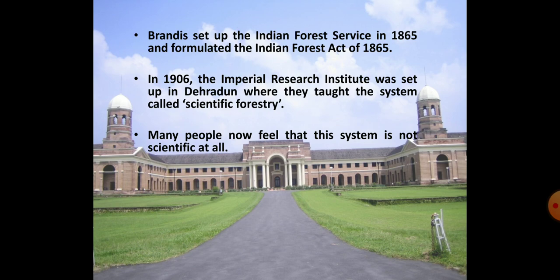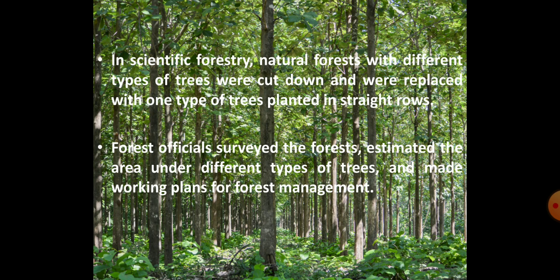Brandis set up the Indian Forest Service in 1864, and in 1865 the Indian Forest Act was formulated. In 1906, the Imperial Forest Research Institute was set up at Dehradun, where the system of scientific forestry was taught. Though many people now feel that this system is not scientific at all. In scientific forestry, natural forests with different types of trees were cut down, and in their place one type of tree was planted in straight rows. This is called a plantation.